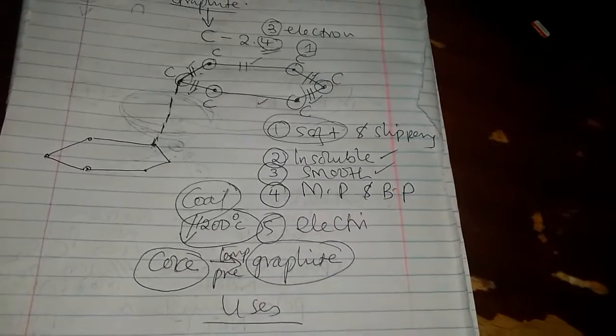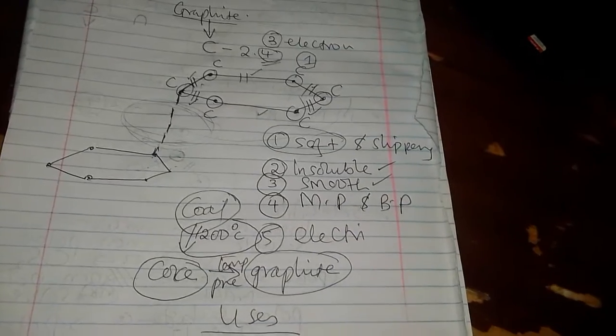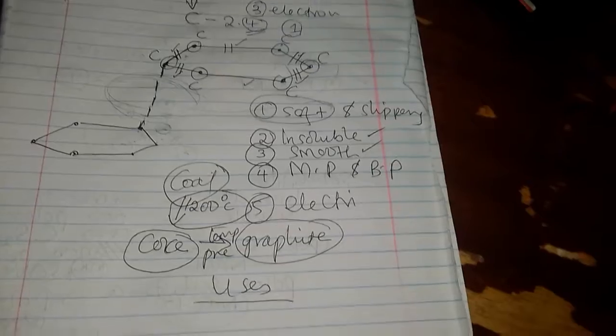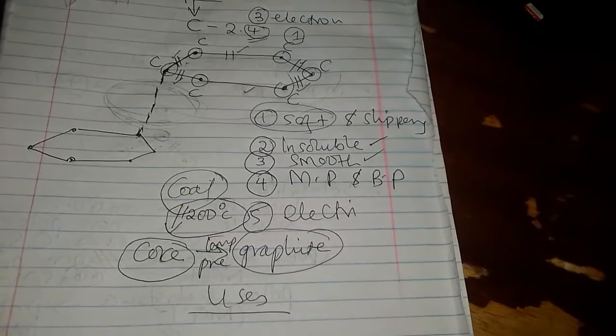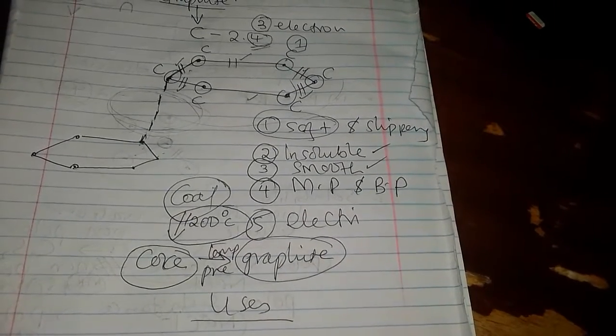Number 1, it can reduce the effects of rusting in as far as iron is concerned. And again, it can increase the luster of whatever gets lubricated.